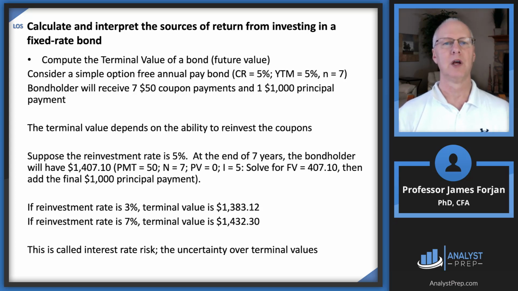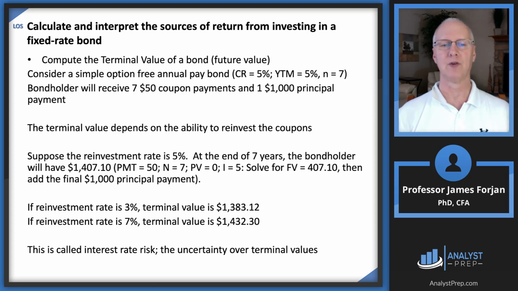Let's consider a simple option-free annual pay bond that has a coupon rate of 5%, a yield to maturity of 5%, and a maturity of 7 years. This bond is going to sell for $1,000 today. But what will you get if you're the bondholder? You're going to receive seven $50 coupon payments and then one $1,000 principal payment. Terminal value then depends on the ability to reinvest the coupons. Let's do the math on this one. Suppose the reinvestment rate is 5%. The coupon was 5, so let's suppose that we can reinvest at 5% over the next 7 years.